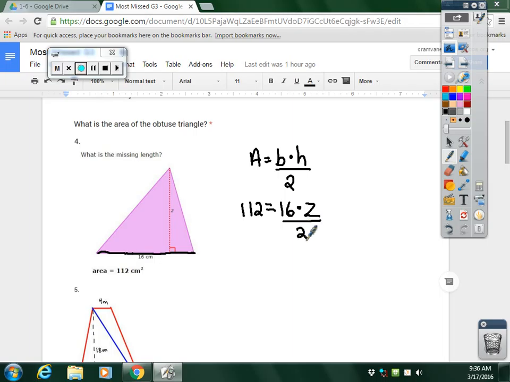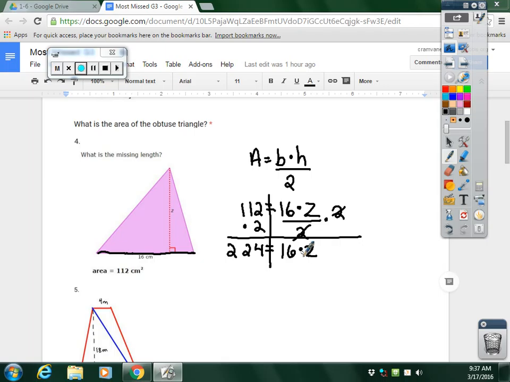This equation has 2 operations that you need to undo, okay? Multiplication and division. I'm going to start by undoing the division. The opposite of division is multiplication. So if I divide this side by 2, or times this side by 2, they cancel. And whatever I do to one side, I must do to the other, okay? So now, 224 equals 16 times some unknown z.